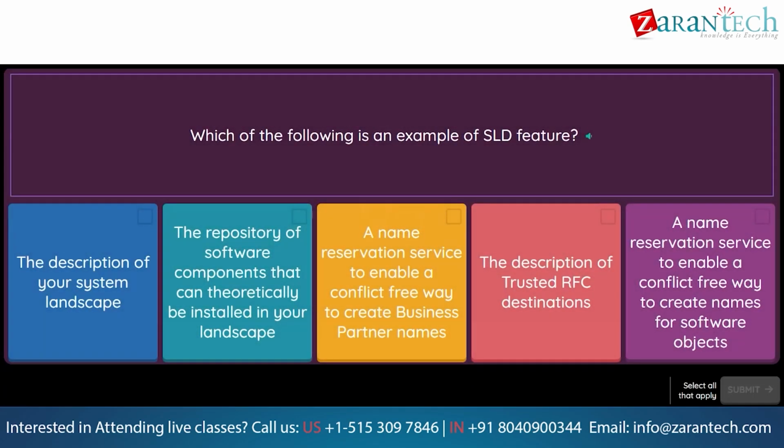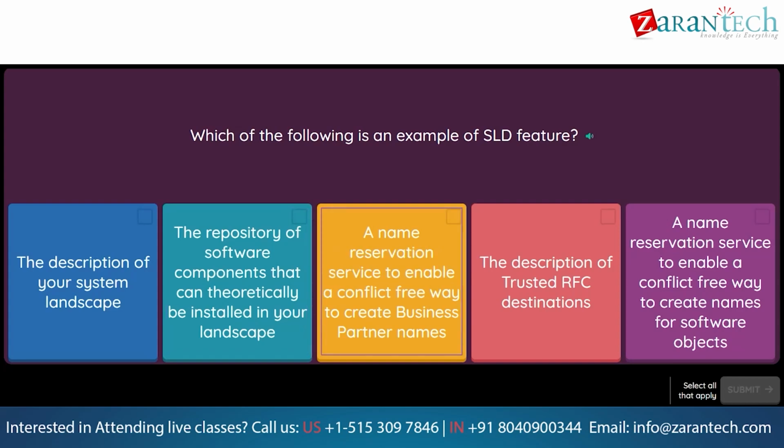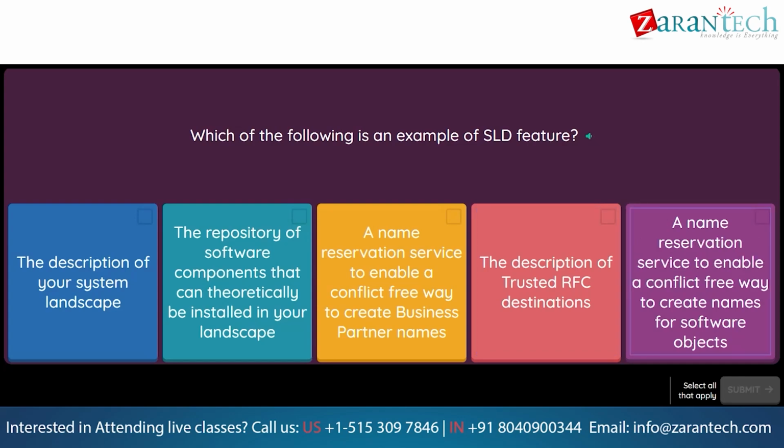Question: which of the following is an example of SLD feature? Option 1: the description of your system landscape. Option 2: the repository of software components that can theoretically be installed in your landscape. Option 3: a name reservation service to enable a conflict-free way to create business partner names. Option 4: the description of trusted RFC destinations. Option 5: a name reservation service to enable a conflict-free way to create names for software objects.